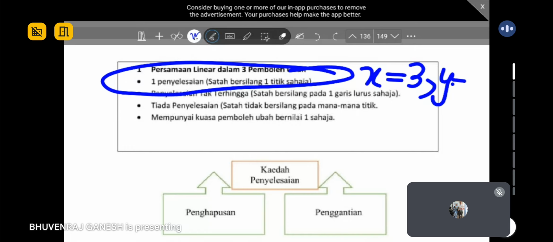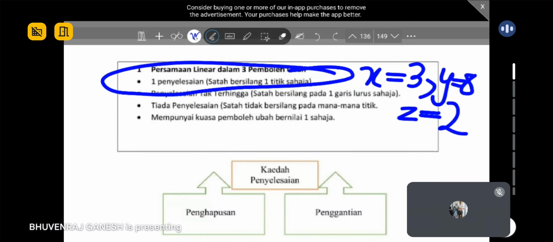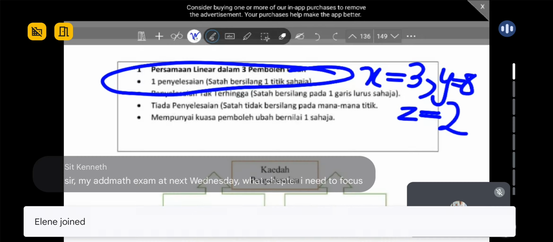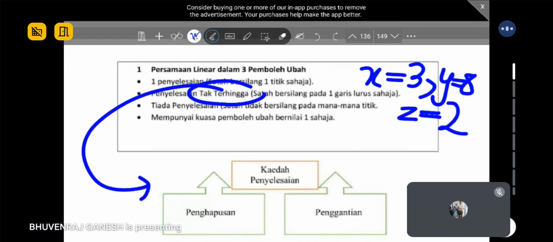Contoh, x equal to 3, y equal to 8, z equal to 2. This is what you call one solution. Satu penyelesaian. Means you can get all the three answers. Kamu boleh dapat ketiga-tiga jawapan. Faham? Okay, so what about tak terhingga? Infinite solution.